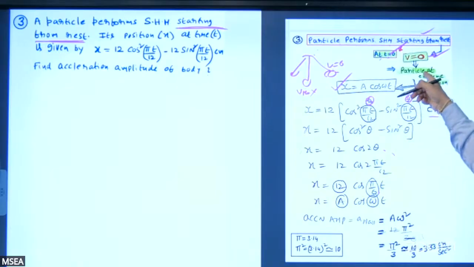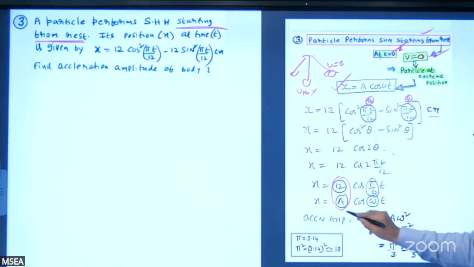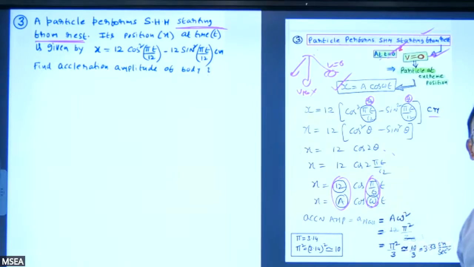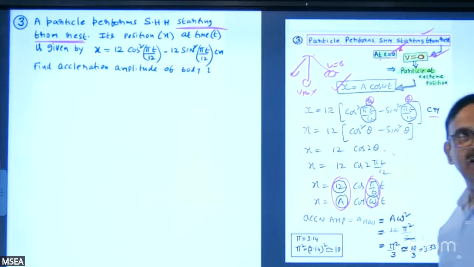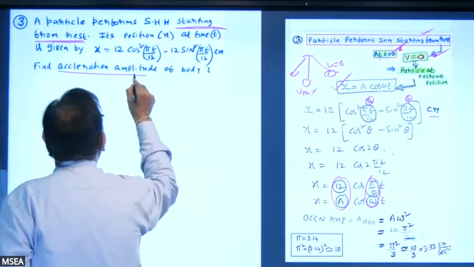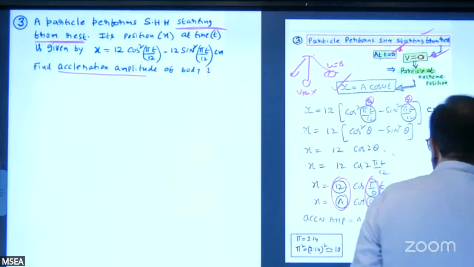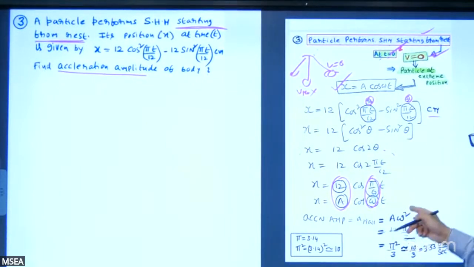X is equal to, in this particular case, as we already discussed, x is equal to a cos omega t. So comparison tells you that A is equal to 12 and omega is pi by 6. You know both the values of A and omega. But what is being asked there? We want to know the acceleration amplitude. Acceleration amplitude means maximum acceleration. How to calculate maximum acceleration? A omega square. Maximum acceleration is A omega square.